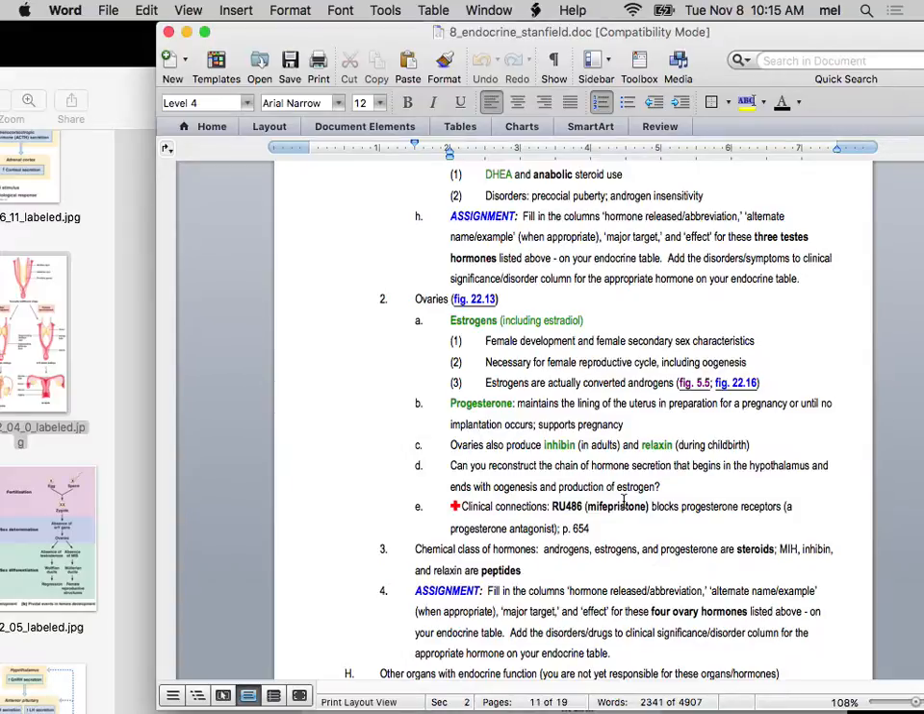Here's what progesterone does. Here's a quick way to understand what progesterone does, big picture. Progesterone is how the ovaries boss the uterus around, okay?